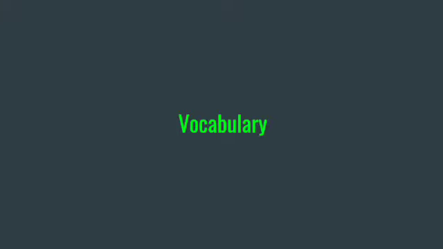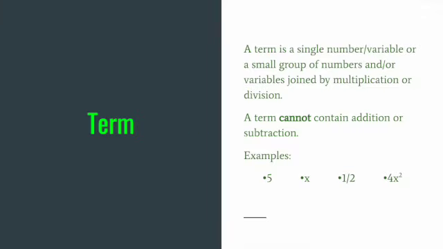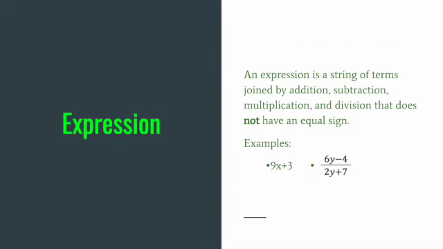Let's start with the definition of a term. A term can be a single number or variable, such as 5 or x. It can also be numbers and variables joined together by division or multiplication, like 1/2 or 4x squared. When numbers and variables are connected by addition and subtraction, they become multiple terms that make up an expression. Unlike an equation, an expression does not have an equal sign. For example, 9x plus 3 and 6y minus 4 all divided by 2y plus 7 are expressions.